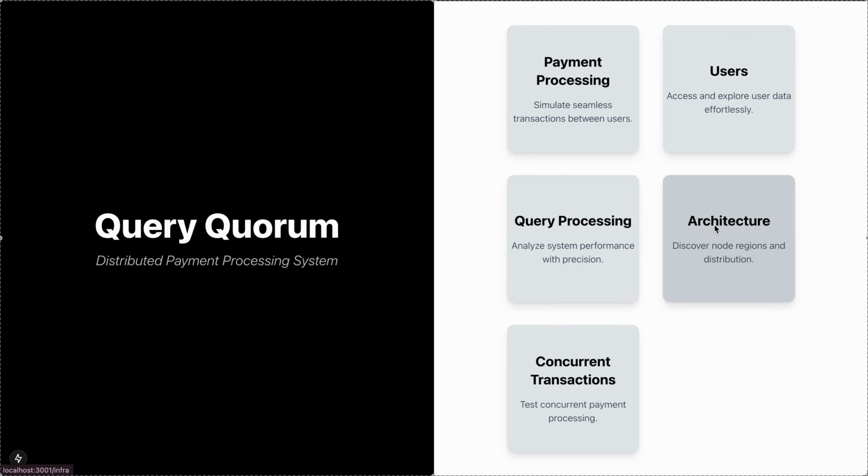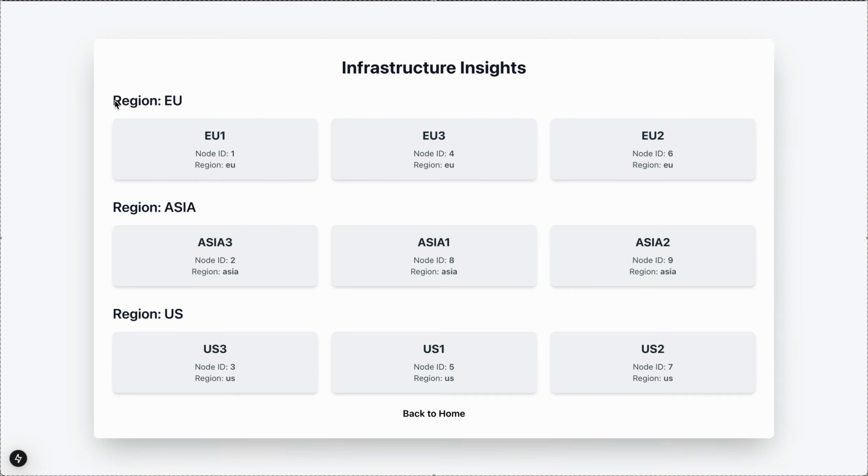Let me quickly go over the architecture. So we have three regions, Europe, Asia, and US, and we have three nodes in each region. Each node in each region is a replica of one another. That means EU1 is a replica of EU2, and same for EU3. These three are the same. But the data in Europe is present only in Europe, nowhere else, and same for other regions. So this is achieved by CockroachDB's zone configurations.